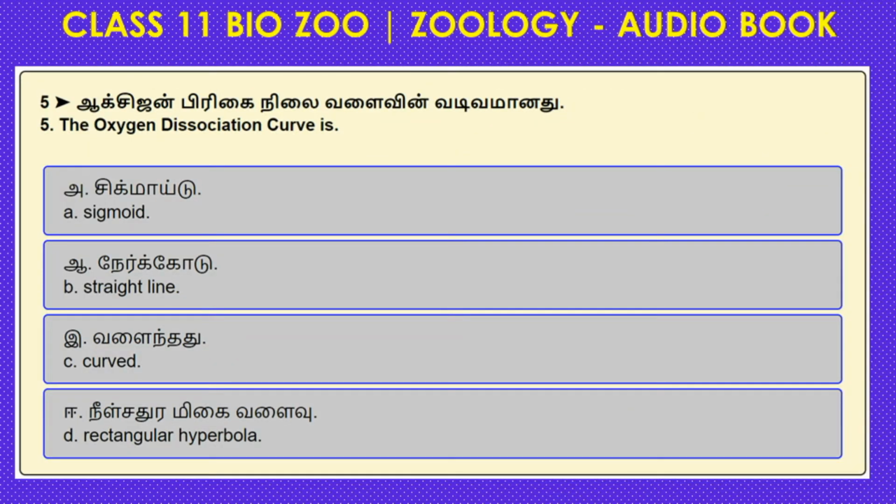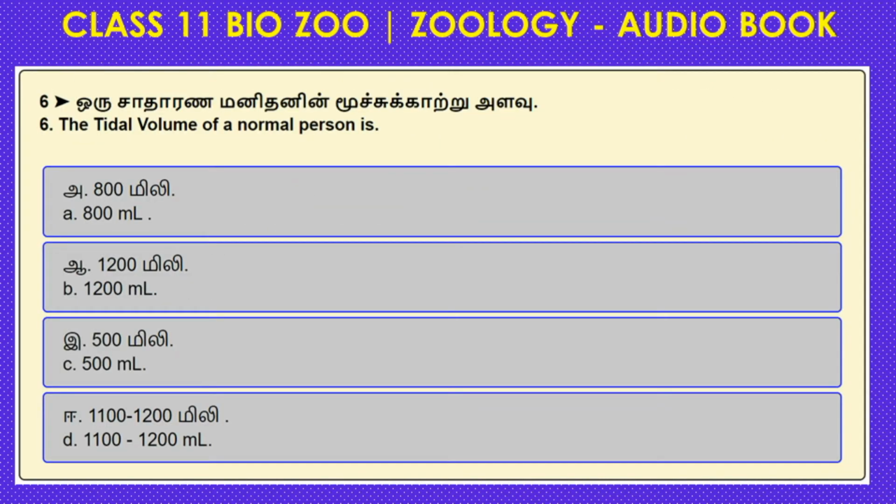Question number 5. The oxygen dissociation curve is A. Sigmoid, B. Straight line, C. Curved, D. Rectangular hyperbola. Answer to this question number 5 is option A. Sigmoid.